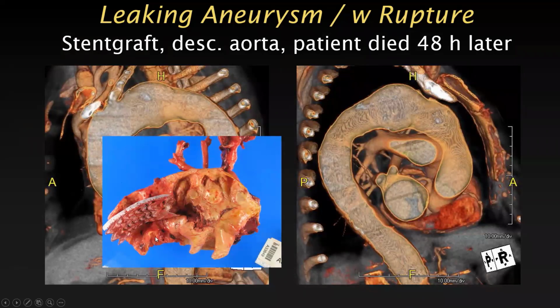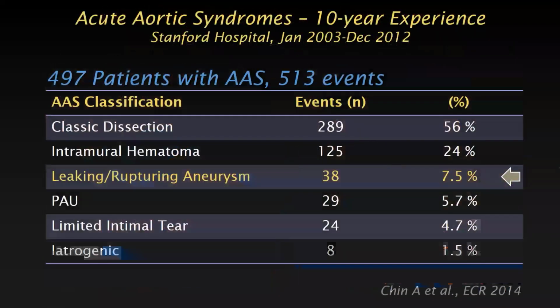You can see here on the autopsy specimen that the stent graft was placed correctly, but then you can see that a few hours after the treatment, the arch really ruptured. Now you can see a huge gash here on the undersurface of the arch. So this was just a leaking atherosclerotic aneurysm rather than a PAU or an IMH in the ascending aorta.